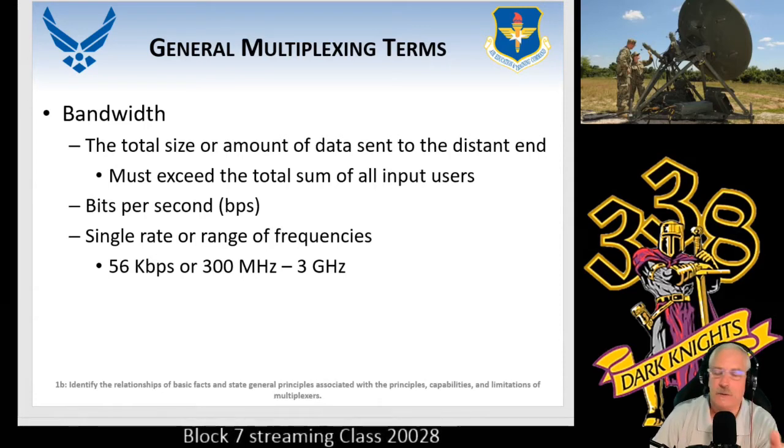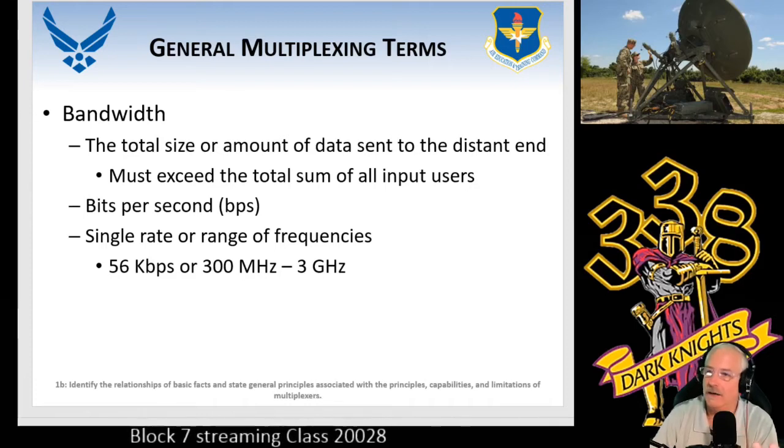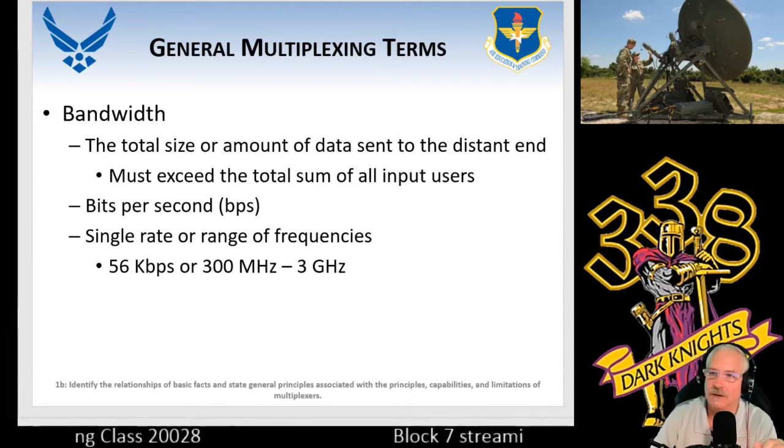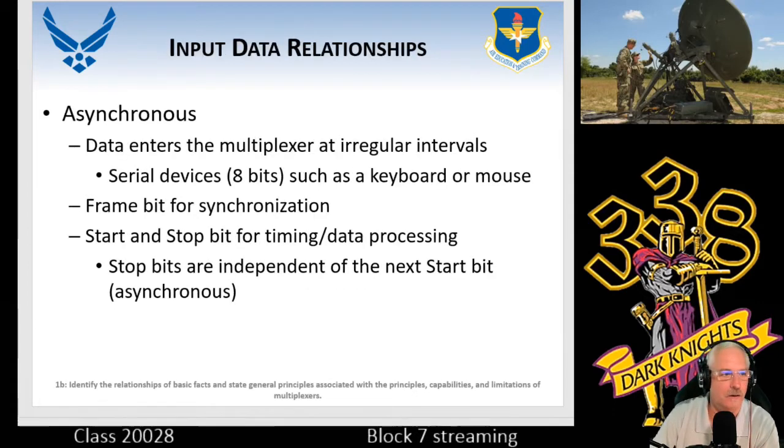Bandwidth. This one has a couple different definitions to it. It can be a rate, a speed, a range of frequencies. So, 56K, yeah, that's archaic, but hey, it's out there. 300 to 3 gig, these are all examples of bandwidth.